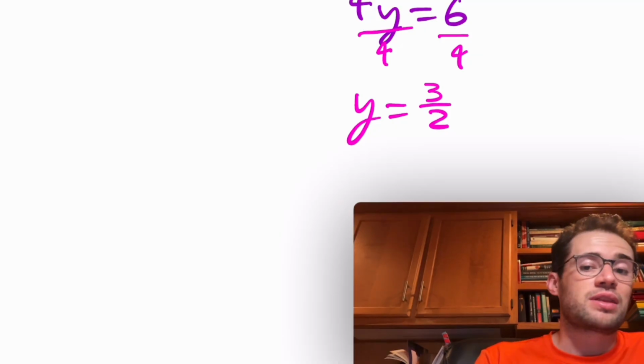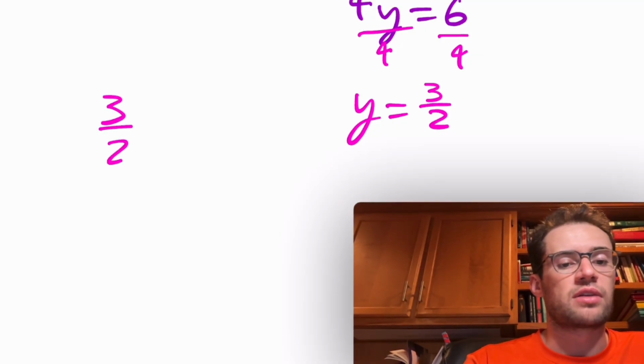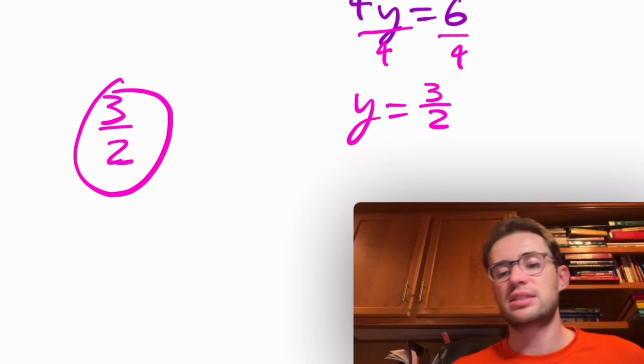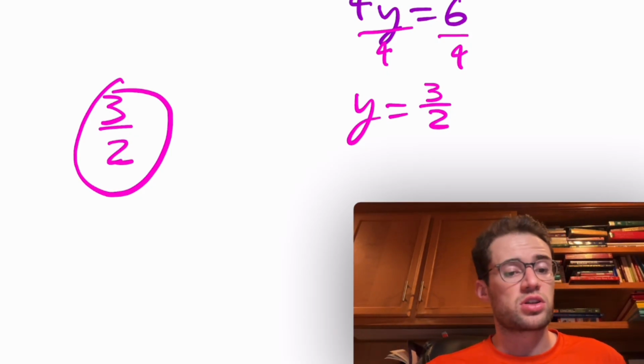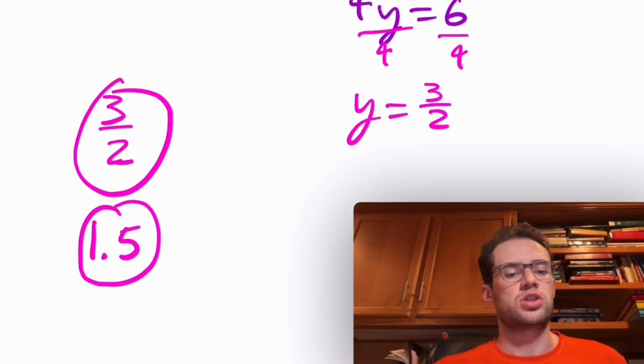We don't even need to figure out what the value of x is, because we already have this y, and that's all they're asking for. Especially if you were in a rush on the test, just leave it at that. You could also put it as a decimal if you prefer. 3/2 is equal to 1.5. Either of those answers should be acceptable.